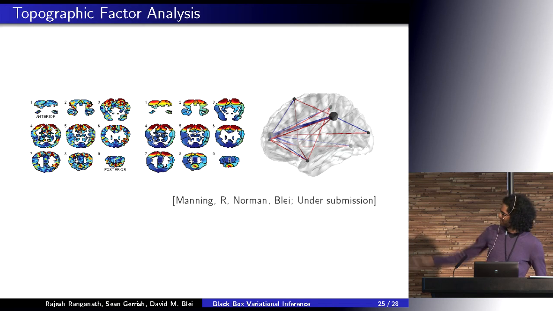slide. And on the left, you see the original data that an fMRI machine would produce. In the middle, you see what the reconstruction is given by topographic factor analysis. On the right is the interaction between the sources for a particular stimulus.